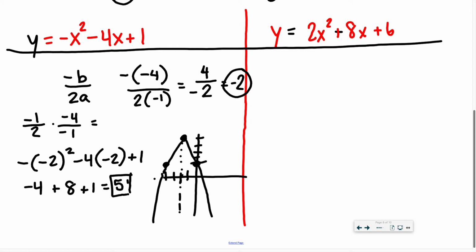Squaring the -2. Wouldn't -2 times -2 be a positive? It would, but then this is a -1 here. So if we multiply -2 times -2, it's a +4, and then times this -1 becomes a -4.